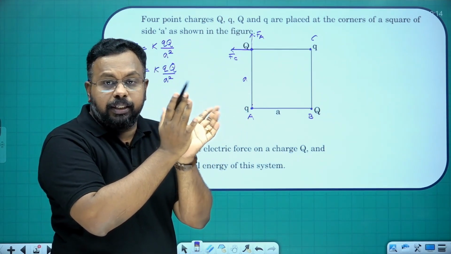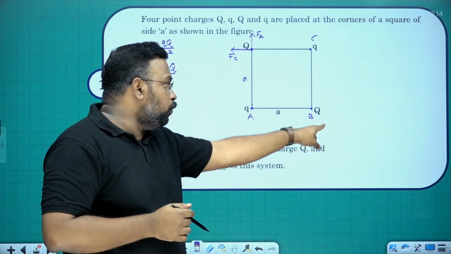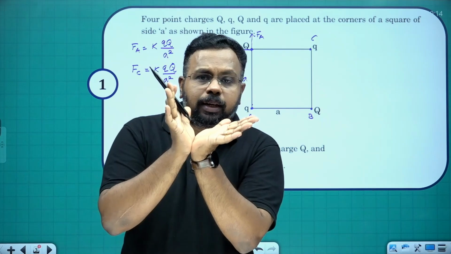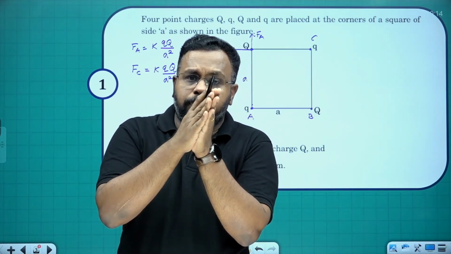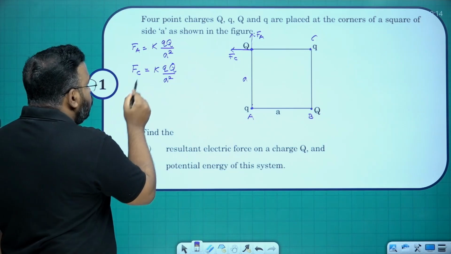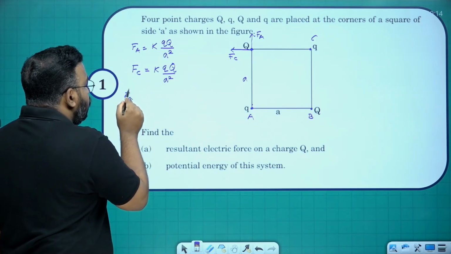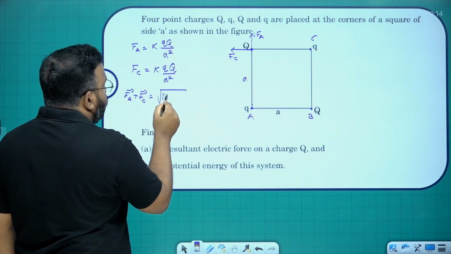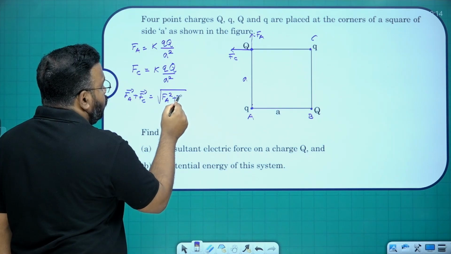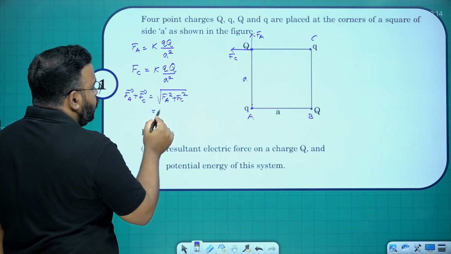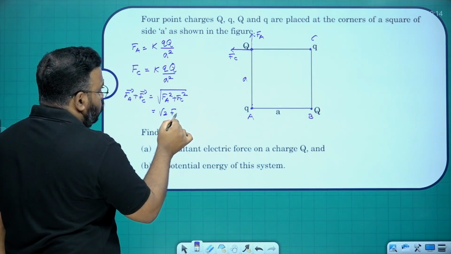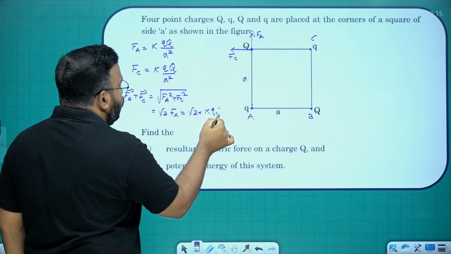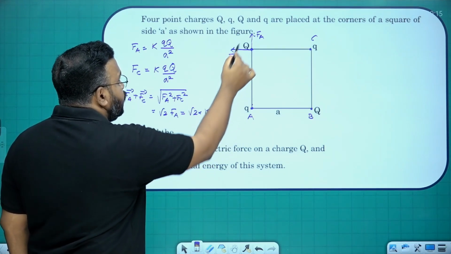They are acting at 90 degrees. Let's find the resultant of these two. Remember, there will be one more force due to this Q that we will find. But before that, what will be the resultant? Two identical forces acting mutually perpendicular means their resultant will be through the middle, that means at 45 degrees. The resultant of these two will be vector FA plus vector FC, equal to root of FA square plus FC square. Since FA and FC are equal, we get root 2 times FA, which is root 2 times K into Q q by A square.